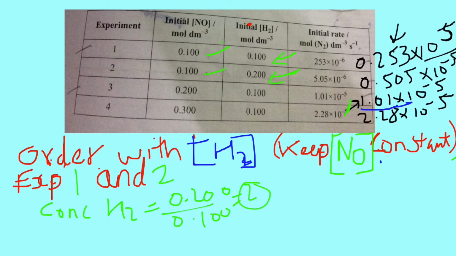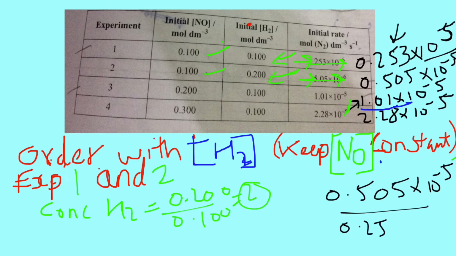Now the same thing we have to do for rate, experiment 1 and experiment 2. For the second experiment we will take the value here, in scientific notation, 0.505 into 10 raised to minus 5 upon 0.253 into 10 raised to minus 5. So this is for rate. So let's solve this. I am getting the answer as 1.97.